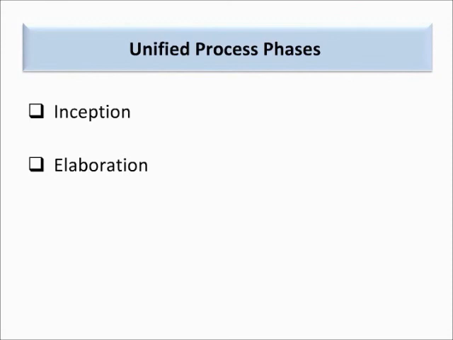Most of the requirements are identified and dealt with, and a more realistic estimate of the effort required is made. Construction. This is where the remaining lower risk and easier elements of the system are constructed, again, in an iterative fashion. Transition. This includes beta testing and deploying the system.